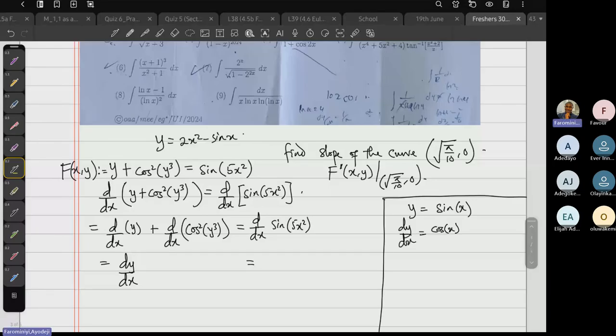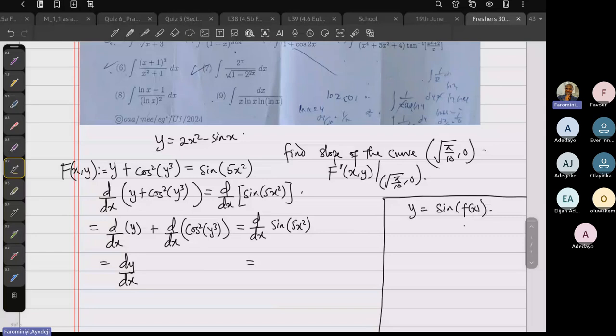But if there is a composition of a function with sine x, so if I have y equals sine f of x, we are supposed to use the chain rule here. The application of the chain rule is that dy dx is the differentiation of the outer function. The outer function here is sine, so the differentiation of that is cosine of f of x, then times the differentiation of the inner function, f prime of x.